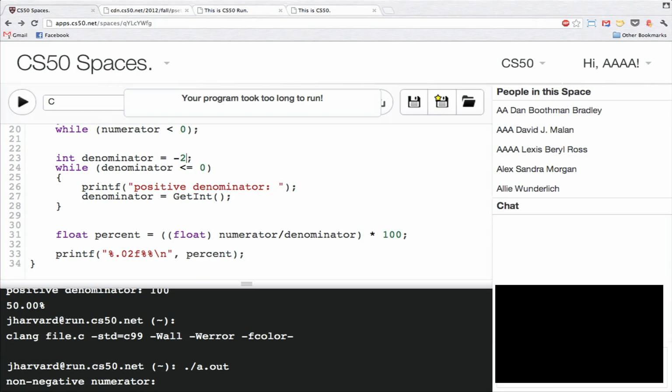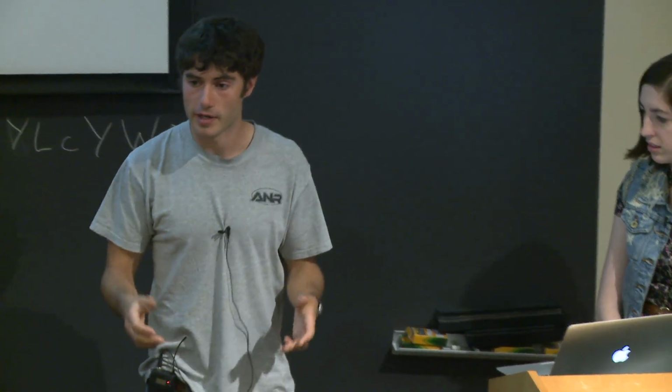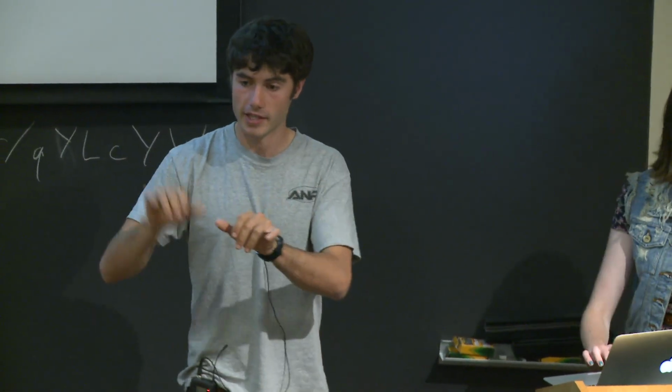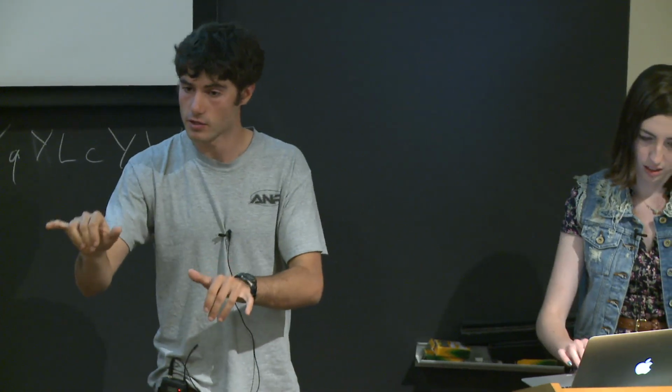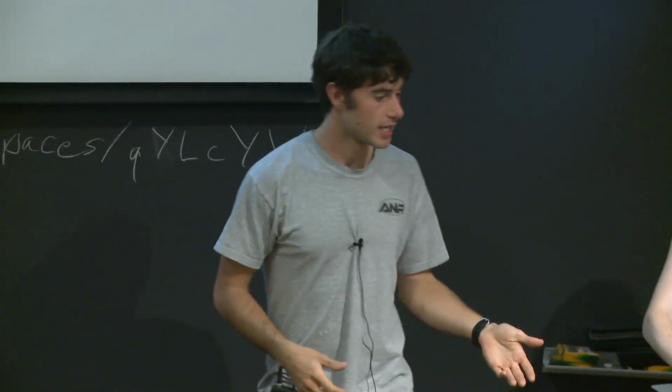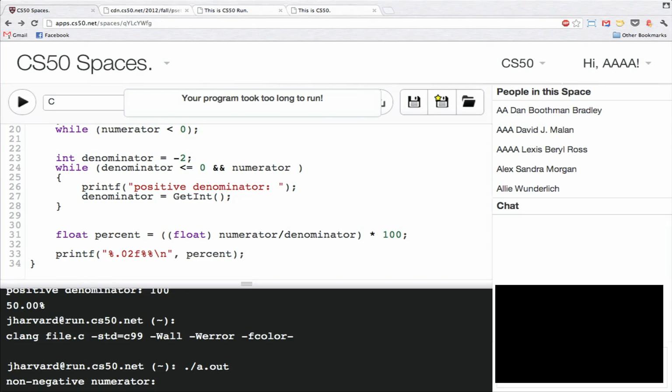Denominator is less than or equal to 0 either returns true or false, right? It's either less than or equal to 0 or not. So you can do other Boolean operators that'll say, while this is also true or while this is also false. So it's things like "and numerator is greater than 0." This will only loop while denominator is less than 0 and you have a positive numerator. Two ands. We'll cover that more later.